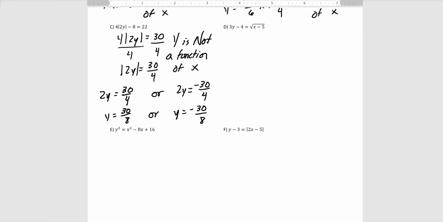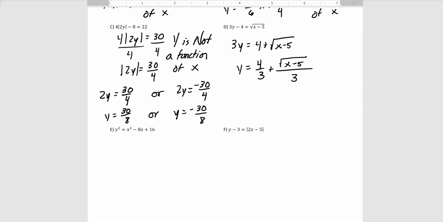Very good. All right, so let's look at letter D. Get y all by itself. I add 4, so 3y will equal 4 plus the square root of x minus 5, and divide by 3. So y equals, you can say 4/3 plus the square root of x minus 5 all over 3.